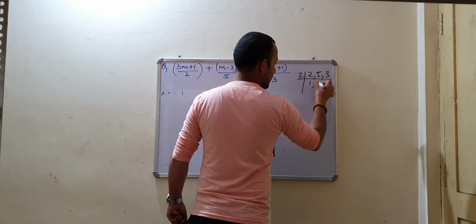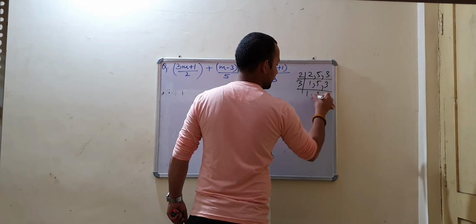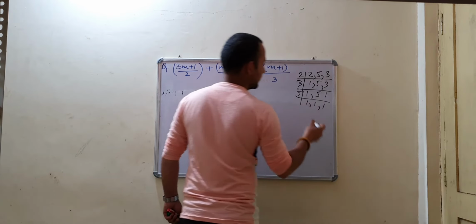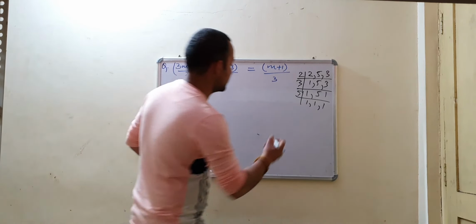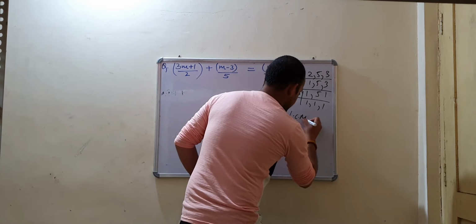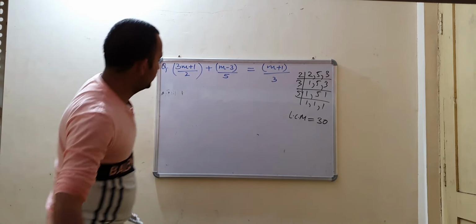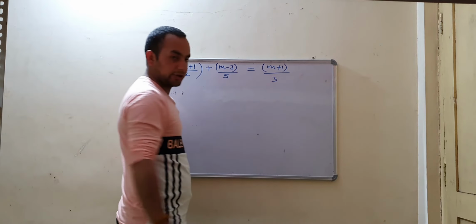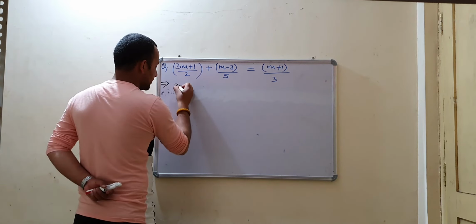2 ones are 2, 5 as it is, 3 as it is. 3 ones are 3, 5 as it is, and 5 ones are 5. So 2 3s are 6, 6 5s are 30. So your LCM is 30. Now directly multiply all the fractions with 30. So your first step is to multiply with 30.